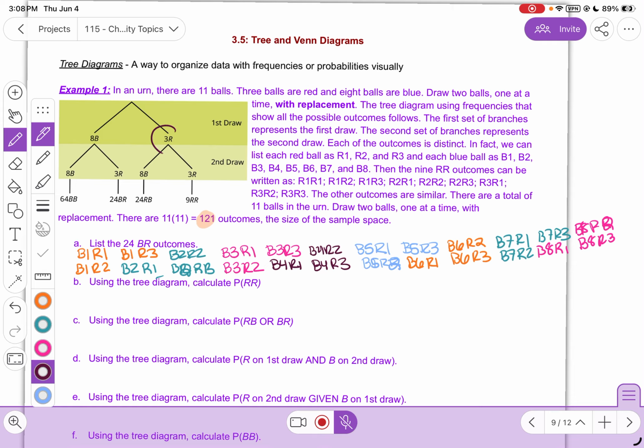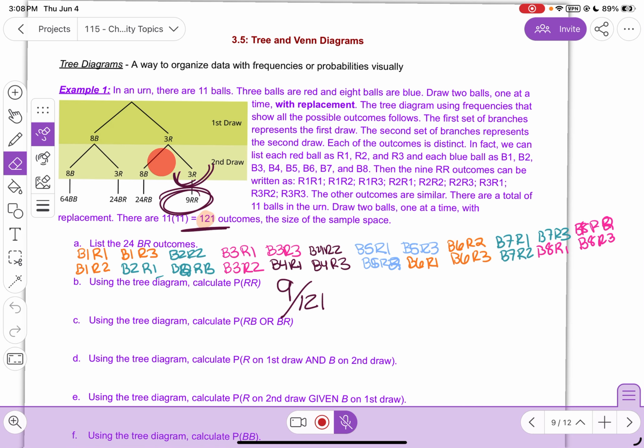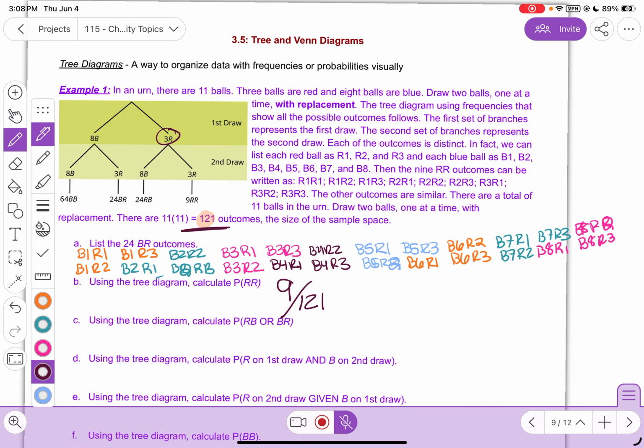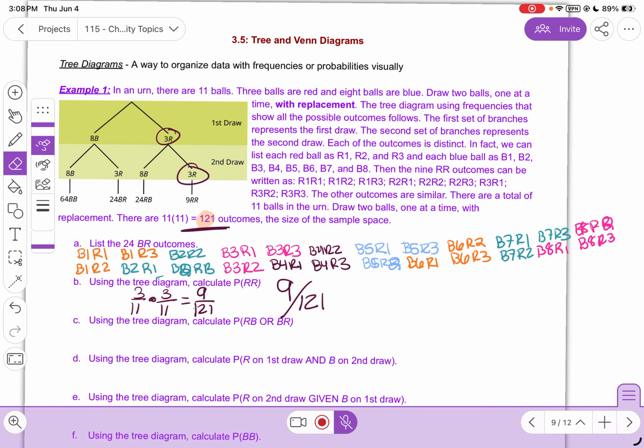So up here, the first red, we have a chance of 3. The second red, we have a chance of 3. So red times red, 3 times 3 is 9. Out of the 121 total. So it'd be 9 out of 121. We also, if we did it as probabilities, this is 3 out of 11. 3 out of 11. 3 times 3 is 9. 11 times 11 is 121.